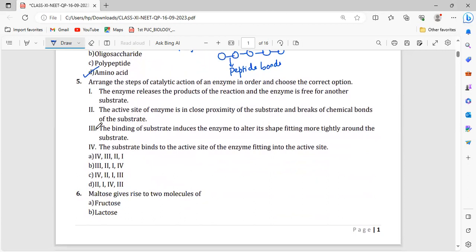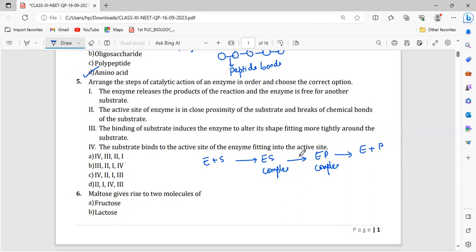Then fifth one, arrange the steps of catalytic action of an enzyme in order and choose the correct option. Here, for the enzyme action, they have given the steps. First, the enzyme and substrate will bind, and then they will form the enzyme substrate complex, and then the enzyme product complex, and then the enzyme will get separated and the product will get separated. This is the reaction that will be happening.